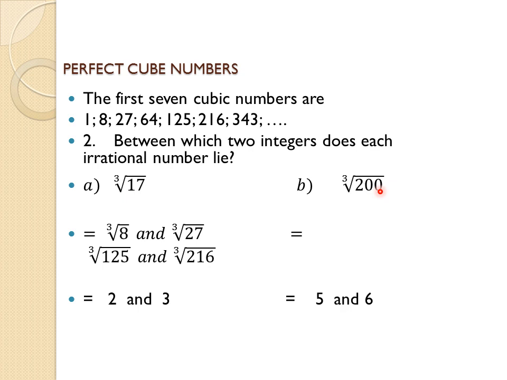If I look at cube root 200, 200 falls between 125 and 216. So that would be cube root 125 and cube root 216. Just imagine it's on the other side here. Sorry for my error. Cube root 125 is 5 and cube root 216 is 6. So the cube root of 200 will give me an answer between 5 and 6. And again, we can test this with negatives.